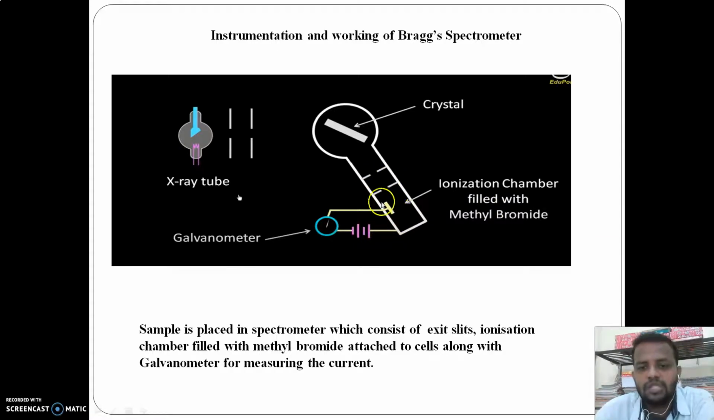Now this is the new segment. Up till now, in whatever spectrophotometry we have observed, we have not seen such kind of arrangement. What exactly happens in this case is that methyl bromide has the property to get irradiated with the X-rays. So when X-rays bombard methyl bromide, they break it down and form cations and anions.